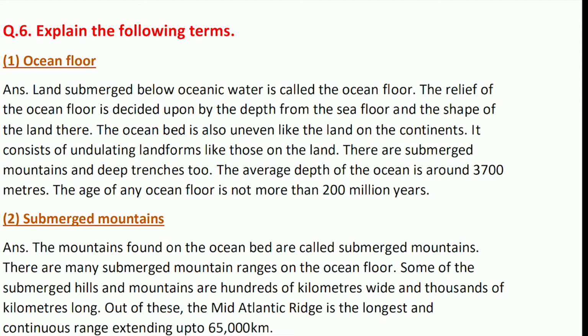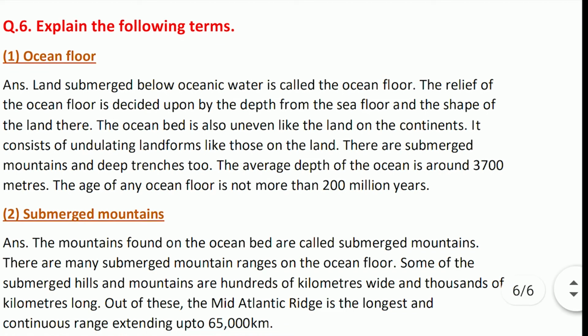Like those on the land, there are submerged mountains and deep trenches. The average depth of the ocean is around 3,700 meters. The age of any ocean floor is not more than 200 million years.